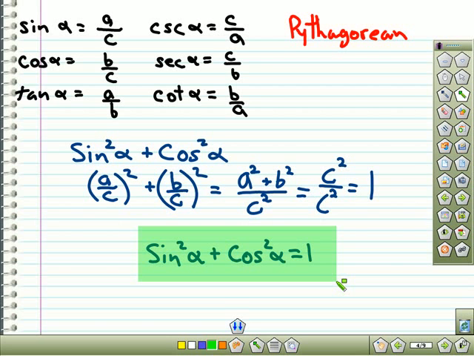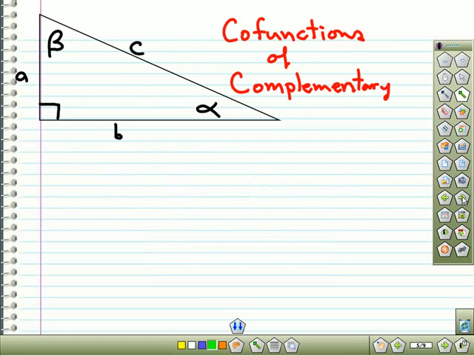Okay. So a couple of observations. We've learned the reciprocal identities and one Pythagorean identity along with the definition of the six trig functions. Any questions so far? Okay. Now, this one's pretty interesting also. Notice that we have a triangle here and we have three angles, of course. We have the right angle and two other angles, alpha and beta.